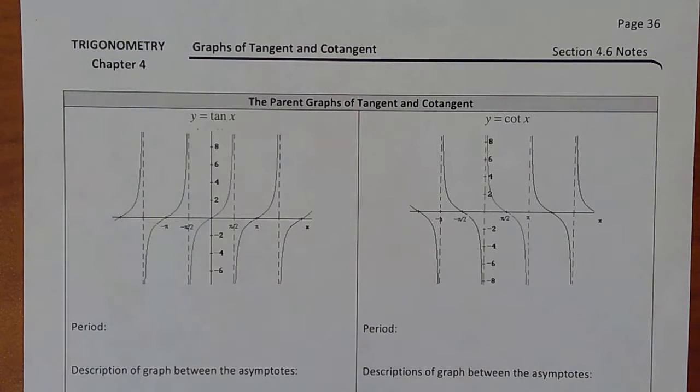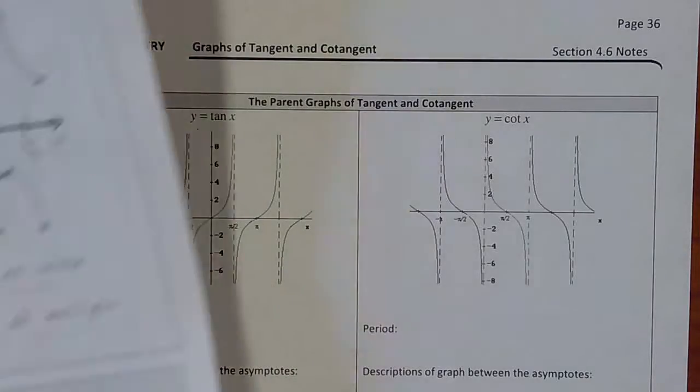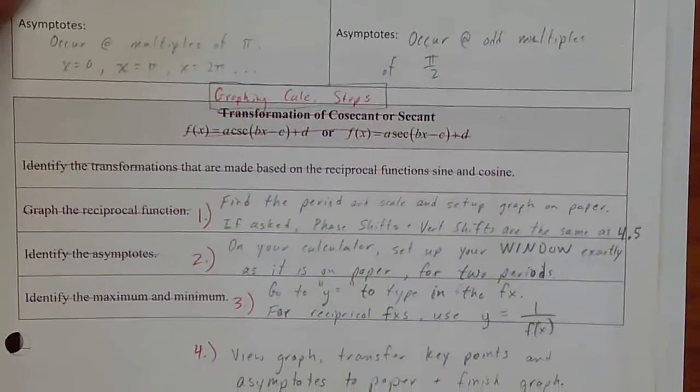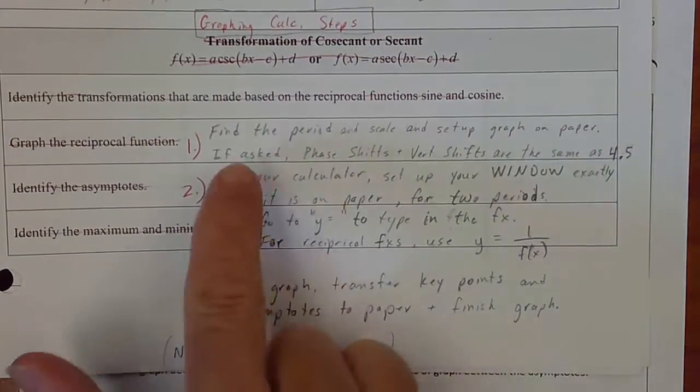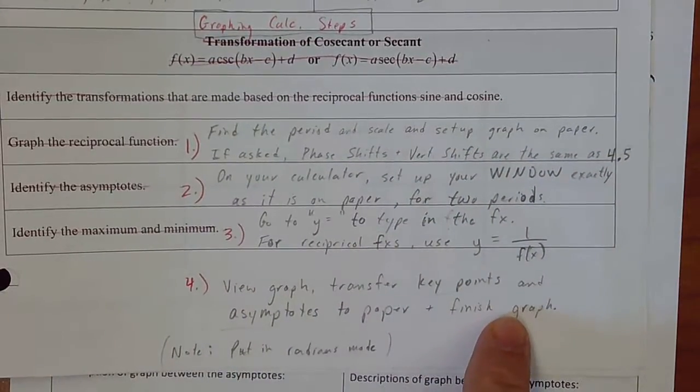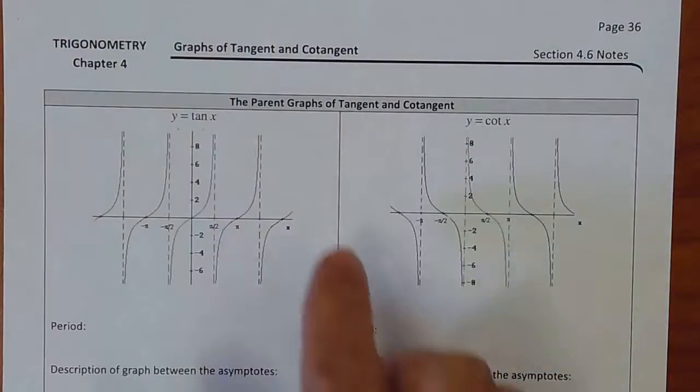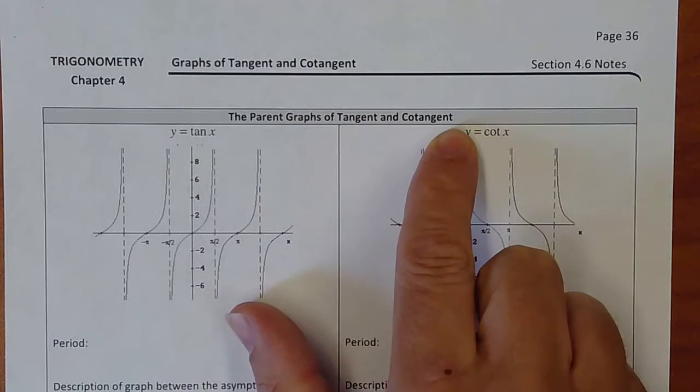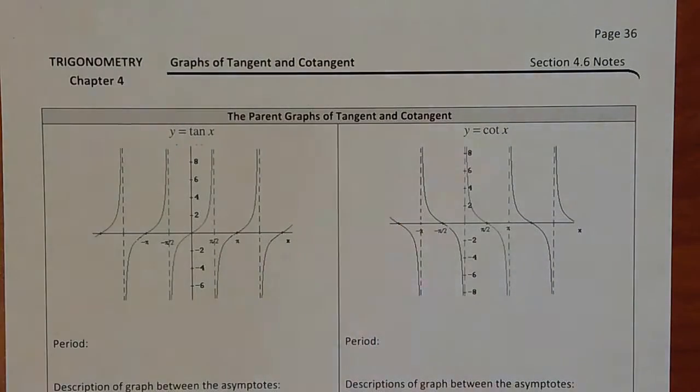Okay, we're going to wrap up section 4.6 today. We're going to continue to use some of our technology strategies. So this success criteria from day one will be repeated, but now we're just going to apply these strategies to the tangent and cotangent graphs. Or also maybe you're using Desmos. That's okay too. All right, so here they are.